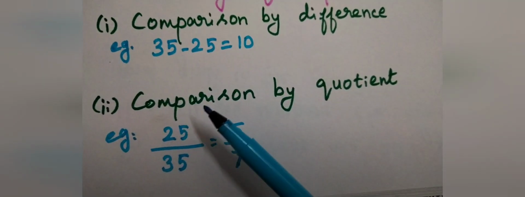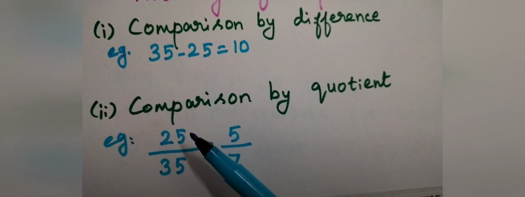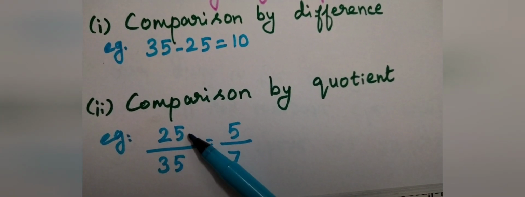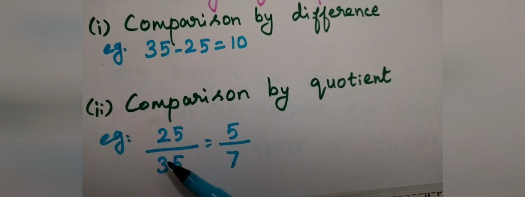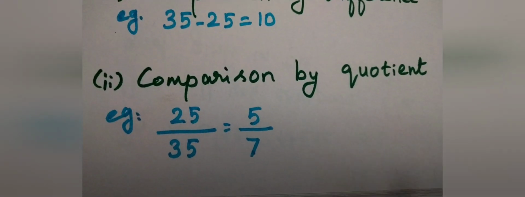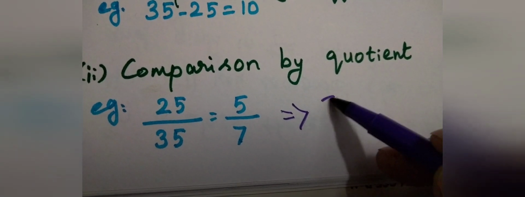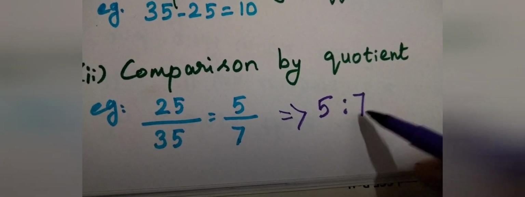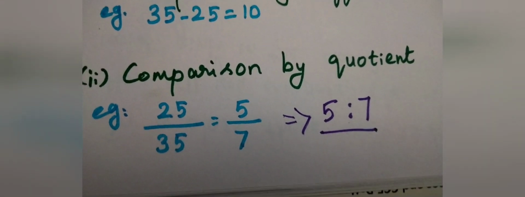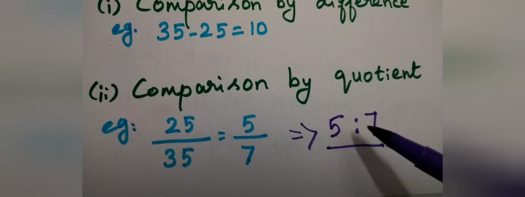So another method we can compare by quotient, isn't it? So 25, number of boys, divided by number of girls. So what is the common factor here? 5 table, isn't it? 25. So 5 5s are 25. 5 7s are 35. So 5 by 7. I can write 5 by 7 as 5 is to 7. If I write in this form, we call it as ratio. Here, the ratio is between the number of boys to the number of girls.